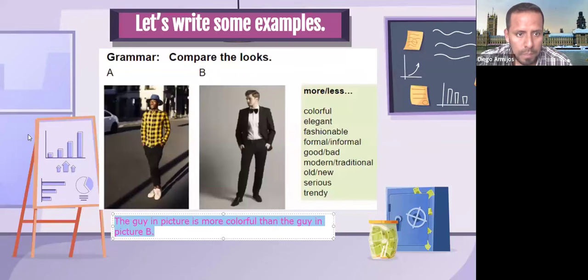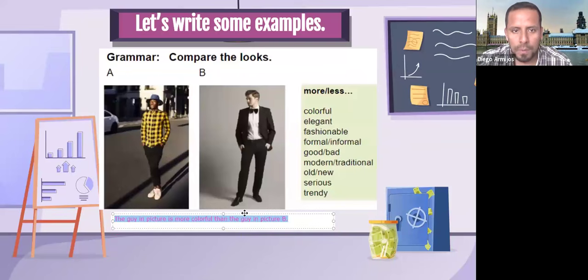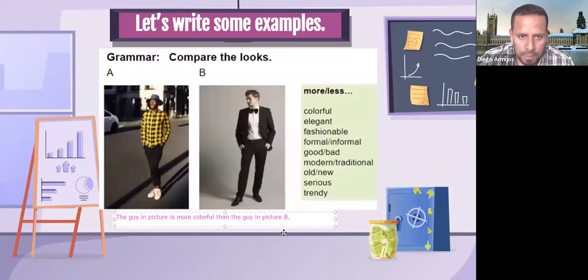So let me make it smaller. All right, here we go. Okay, it says the guy in picture A is more colorful than the guy in picture B because it's a lot of colorful. You have yellow, black, the shoes is also white, but in this case, it's only black and white, okay?